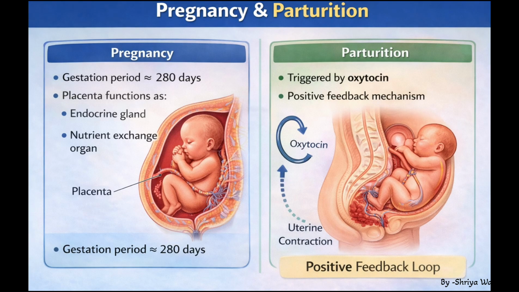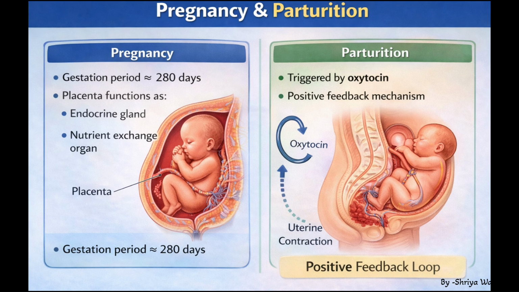Then pregnancy and parturition, where the gestation period is approximately 280 days. Then the placenta functions as an endocrine gland and nutrition exchange organ. Parturition is triggered by oxytocin, and it is a positive feedback mechanism.